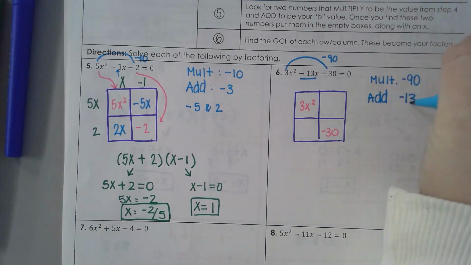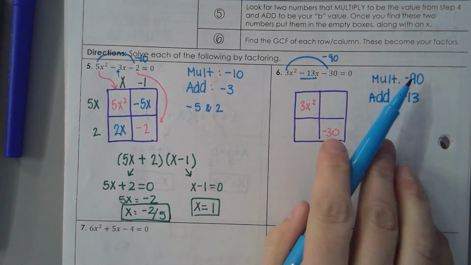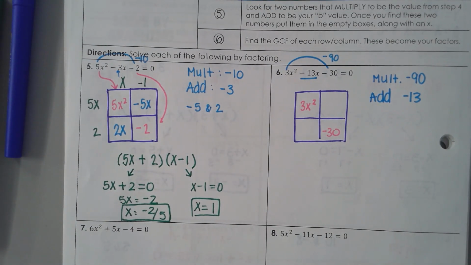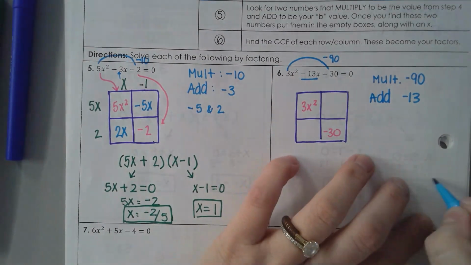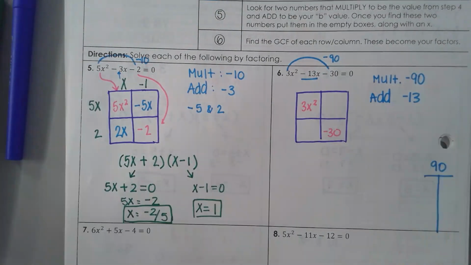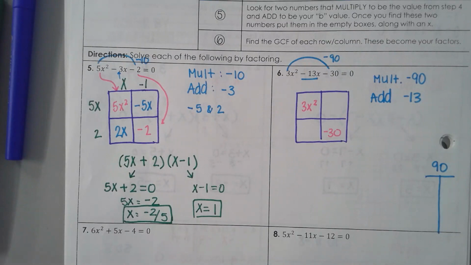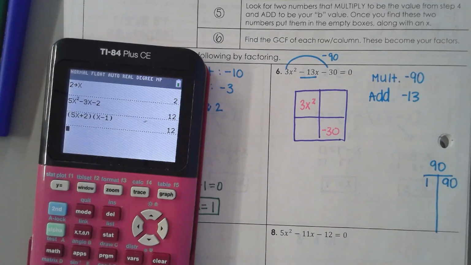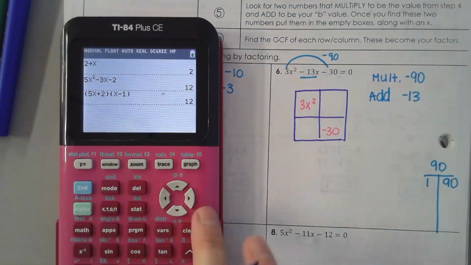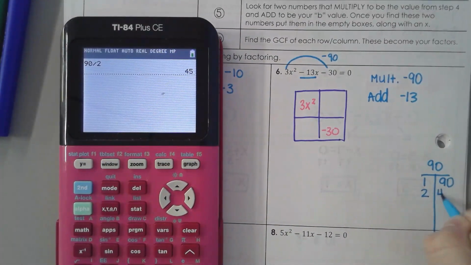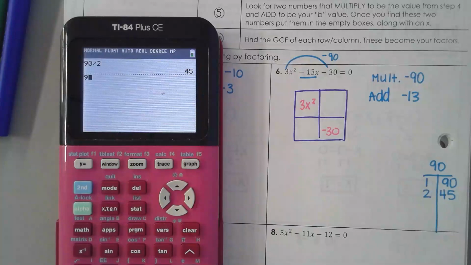to be negative 13. Now when you've got a big number like that, maybe you can get it right off, maybe you can't. But if you think about it for 20 seconds and you don't know, go to the side and create a table where you write down everything that multiplies to be 90. Like 1, and start with 1. Always start with 1. 1 and 90. And you could do 90 divided by 2. 2 and 45. 90 divided by 3.